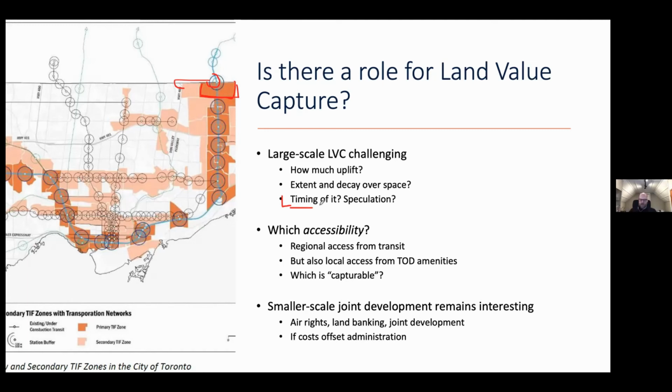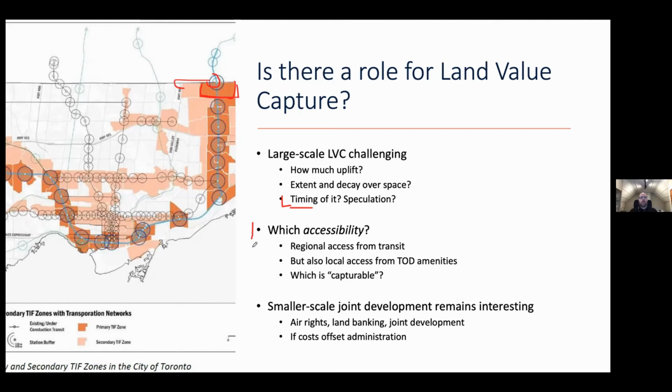So prices are already being bid up. How does that speculation occur? How does that speculation affect the imposition of a tax increment financing zone, where perhaps it's implemented too late and a lot of the value bidding up has already occurred? There's also, to me, the question of which accessibility benefit are we capturing?